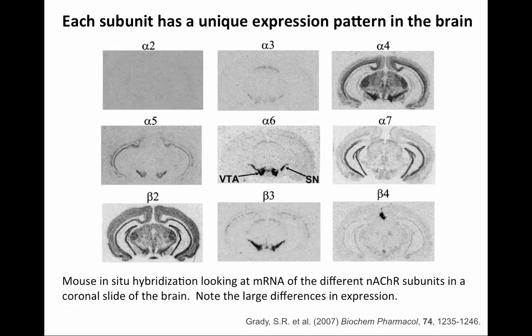Some subunits are very widely expressed, such as the beta-2 and the alpha-4 subunit, whereas others, such as alpha-6, beta-3, and beta-4, have restricted expression patterns in the brain, but very heavy expression in those areas.